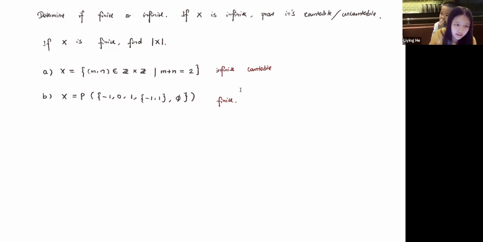Since it's finite, it's not uncountable in this class. In this class, the definition of uncountable is that it's an infinite set. So for finite, we don't think it's countable, and we don't think it's uncountable either. It's just finite. Let's just call it finite.